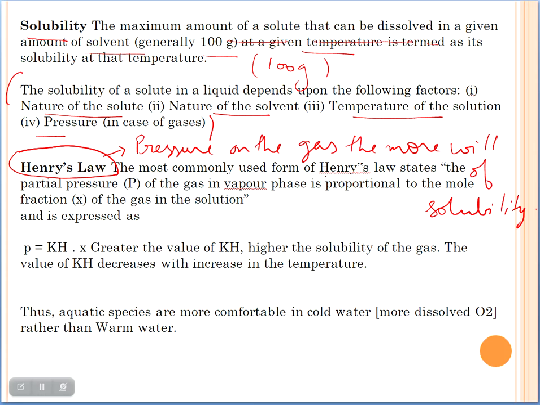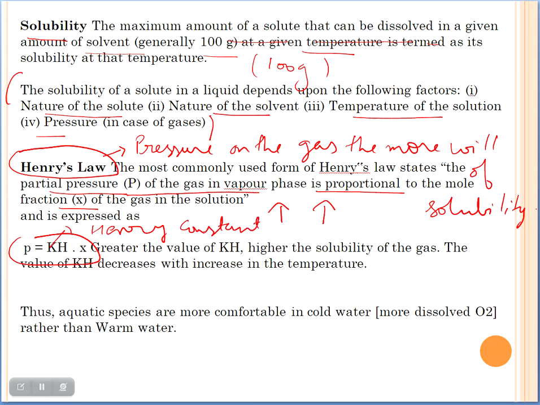The most commonly used form of Henry's law states that the partial pressure of the gas in the vapor phase is proportional to the mole fraction of the gas in the solution. How much gas is dissolved depends on the pressure of the gas. The more the pressure, the more gas will be dissolved. So the formula is P = K_H · x, where K_H is the Henry's law constant.